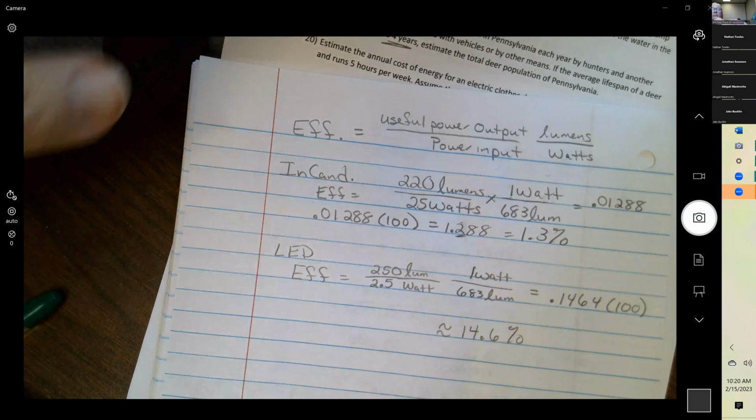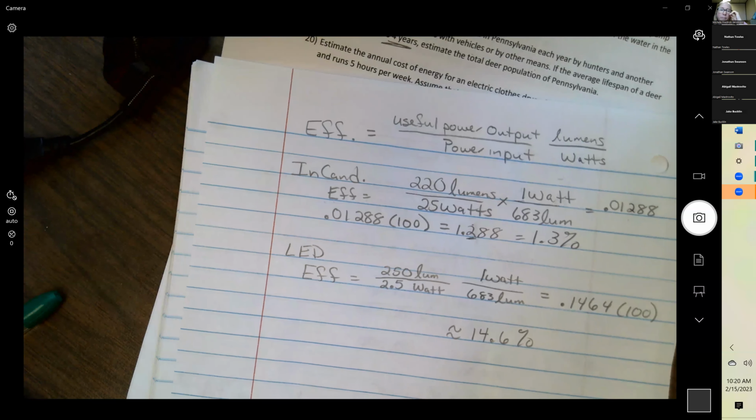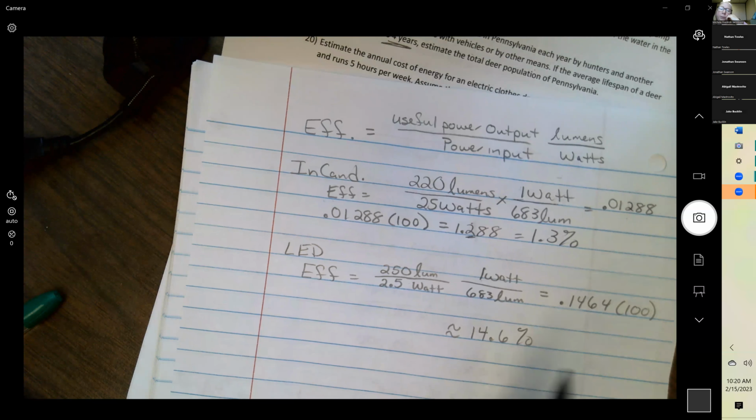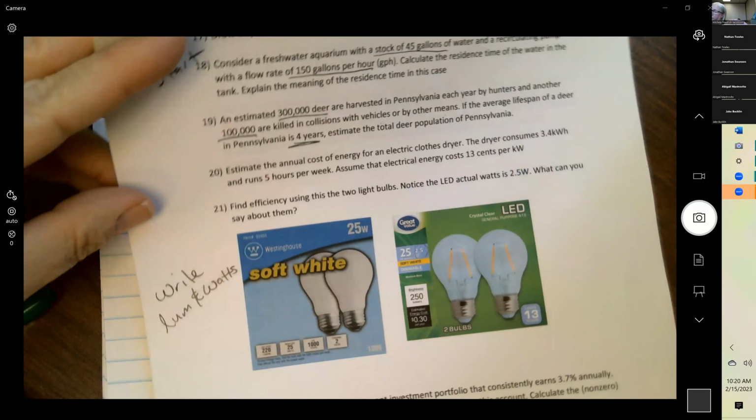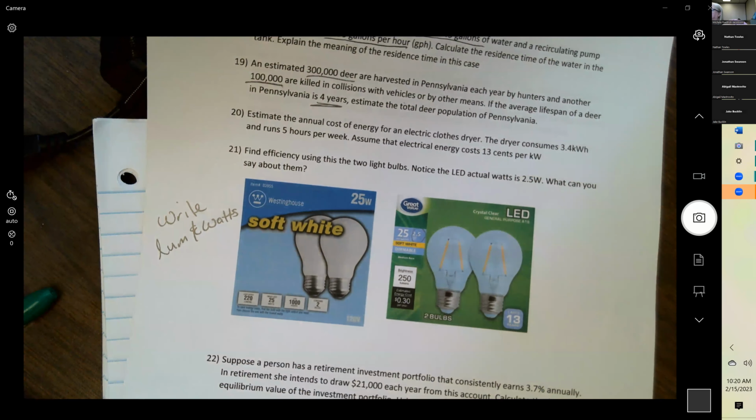Any questions on that? So you'll have to find both and write a couple sentences. Any questions? But that's definitely on there. Number 22.